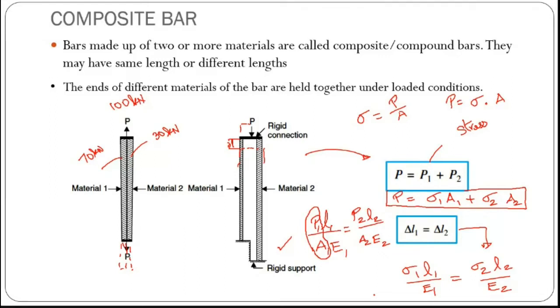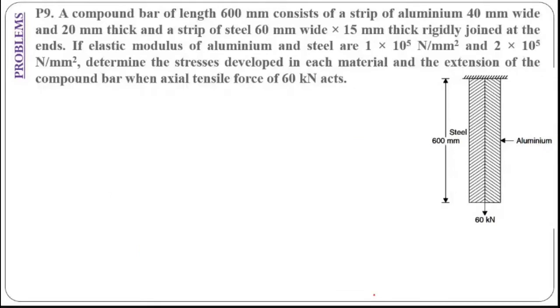So let me proceed with that. Let me consider this problem. You have a composite bar. The length of the bar is around 600 mm, and one is an aluminum bar which is 40 mm wide and 20 mm thick, and another is a steel bar which is 60 mm wide and 15 mm thick. So these are the two bars.